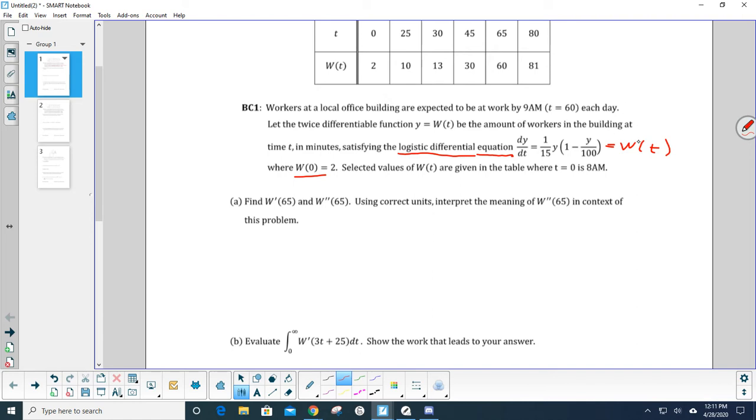Oh, it's that, isn't it? Yeah. Okay. So you're going to come in here, and basically all you're going to do for this first one is say 1/15, and you're going to put in a 65, and then you're going to say 1 minus 65 over 100. Y'all with me there? That sound good so far?